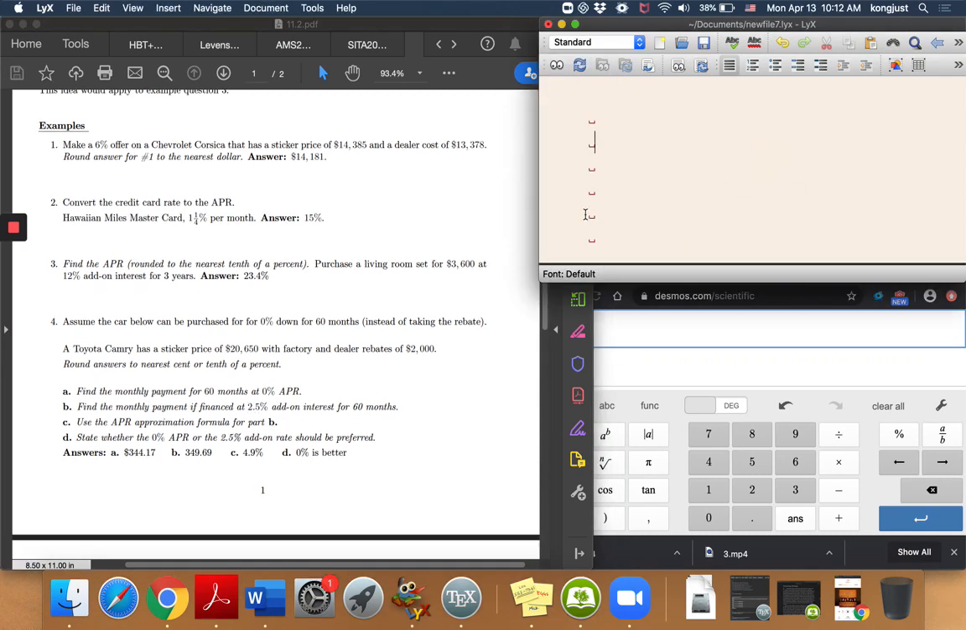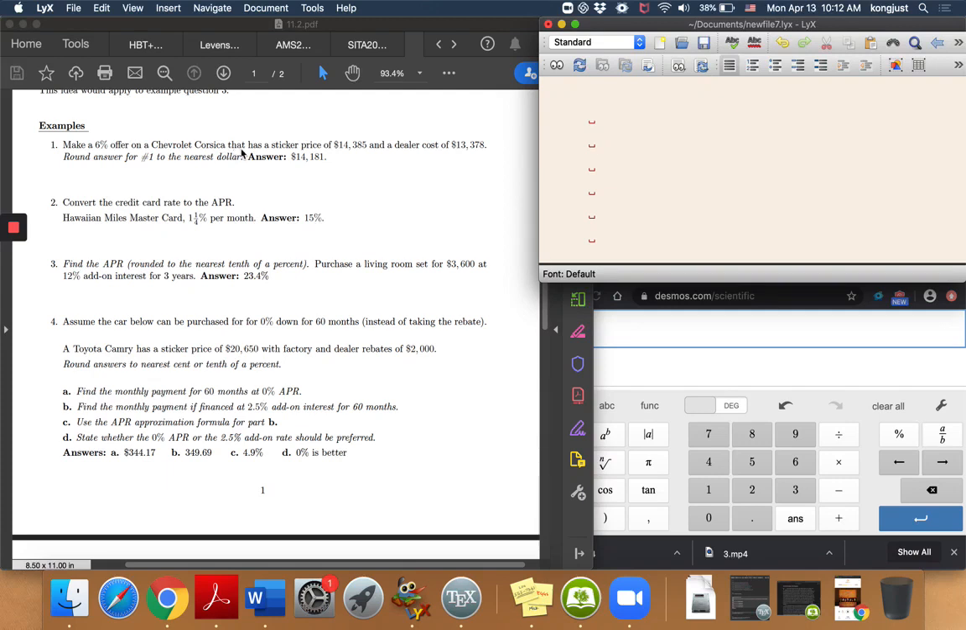Okay, so let's do number 1. Make a 6% offer on a Chevrolet Corsica. I'm not sure if I'm saying that right. I just looked at random cars and Corsica came up. I'm not sure what that is, although one of my students had one of these one year, I remember. Last year, because I only just did this last year.